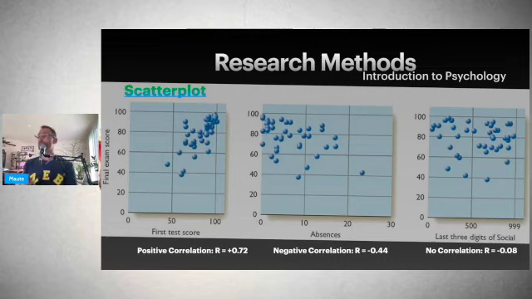Your first test score is a predictor of how well you're going to test in general. So it's positively correlated to the final exam. That makes sense. The amount of absences is going to impact how well you're going to do on an exam. So that also makes sense. More absences, lower final exam score. Hint, hint. And then the last 3 digits of your social security number, that has nothing to do with your ability to take tests or absences or anything like that. So there shouldn't be any correlation, and there's not. The R equals 0.08 on the far right scatter plot.